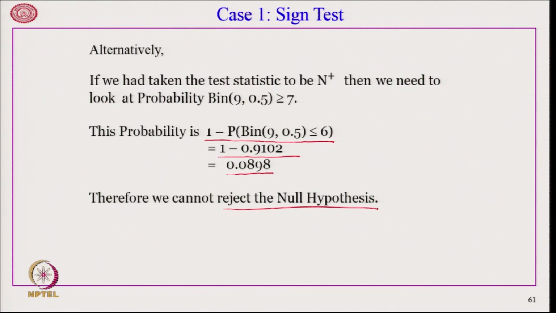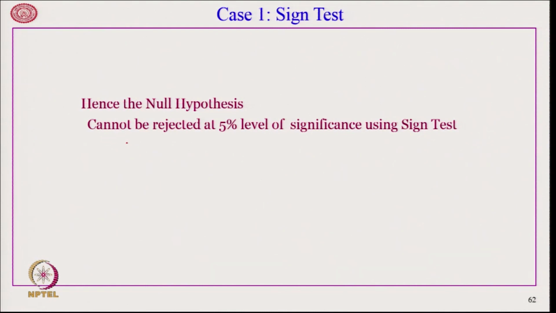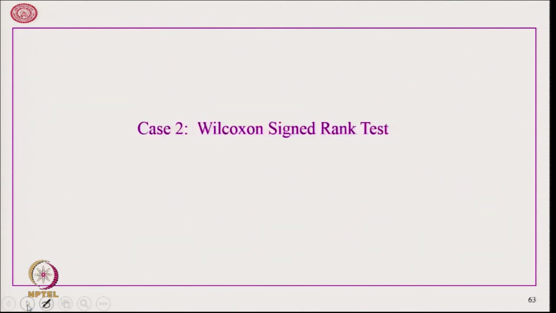That means that if we are going to use sign test, we are not able to reject the null hypothesis. That is what we have written. The outcome of the testing is that the null hypothesis cannot be rejected at 5% level of significance using sign test. Now, let us look at what happens when we use Wilcoxon signed rank test.